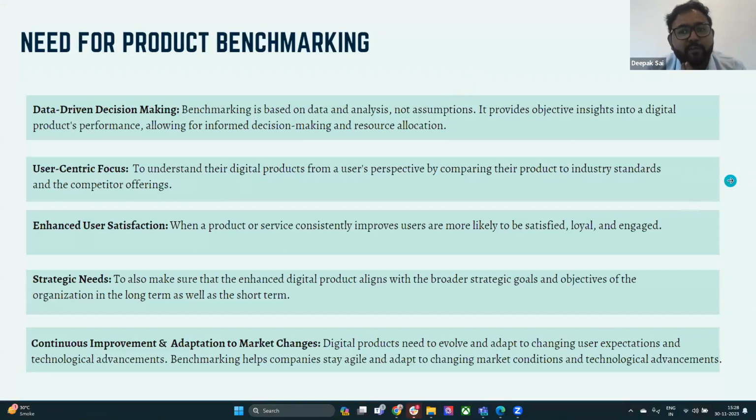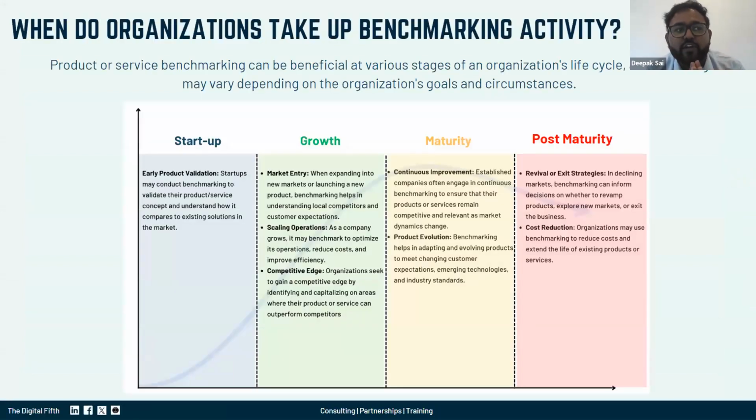So before we dive deeper into our framework, let's understand at which stage of a particular organization, or when, does an organization take up this benchmarking activity? As you all actually helped us understand, or reiterate this fact, early product validation is one key step where we definitely pick up this benchmarking activity. In this, we not only map our particular product to the market competition, but also map ourselves to the regulatory requirements that are there.